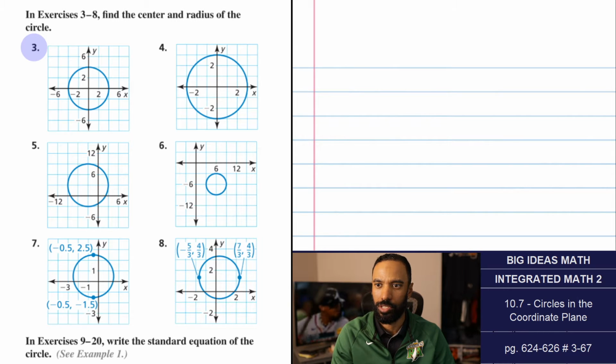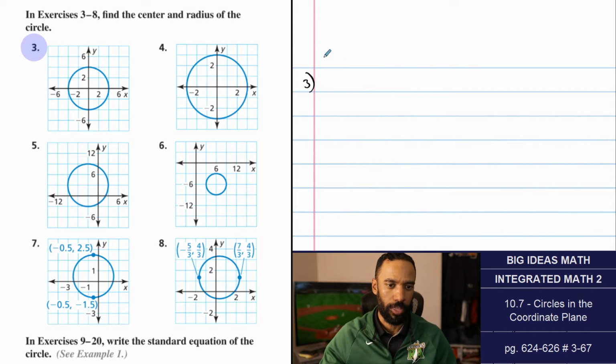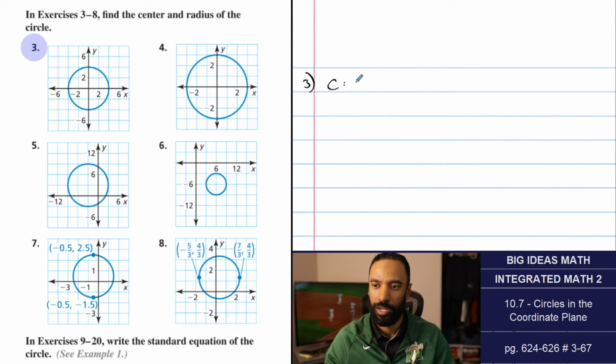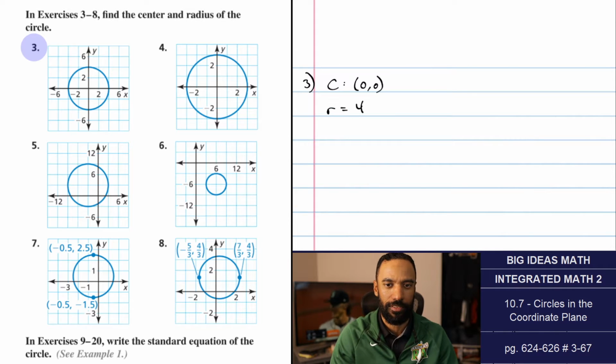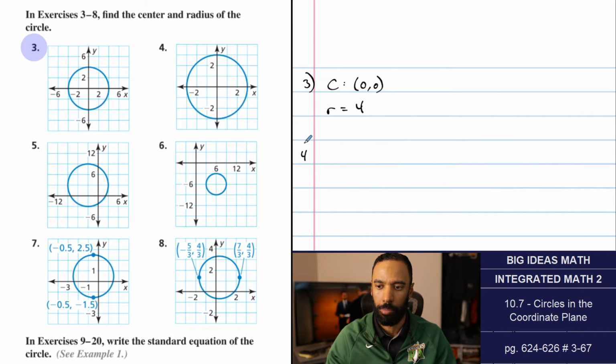Hold on, I just changed the sizing of something here. Center and radius of the circle. So on number 3, I'll keep the drawing the way it is. Notice that this one's going by 2's, by the way. The center is at 0, 0. That's the origin. And the radius is 2, 4. It's from the center to any of these endpoints. I'm counting this way, 2, 4 from the center. That's an example of it. So these should go pretty quick overall.